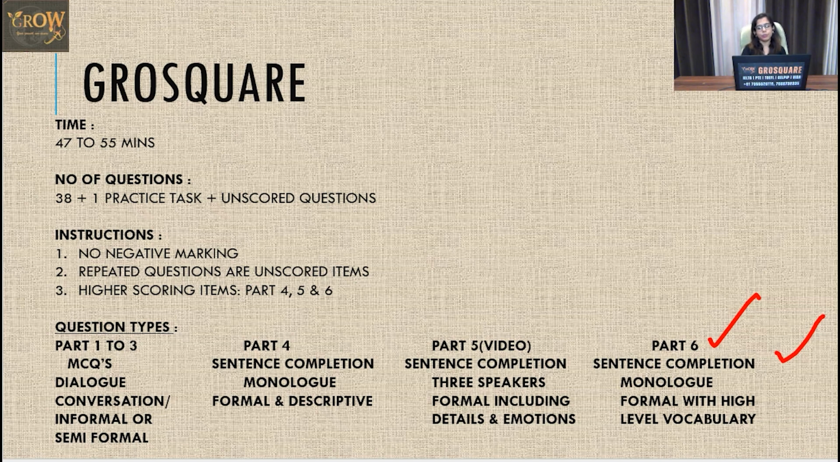So in part 6 that we were discussing, we have to complete sentences again, and it would be a monologue, formal with high level vocabulary. So yes, this is the part that is going to be most difficult for you, right? You need to work a lot on this because they are going to use a little bit higher level of vocabulary, so we need to work on that, right?